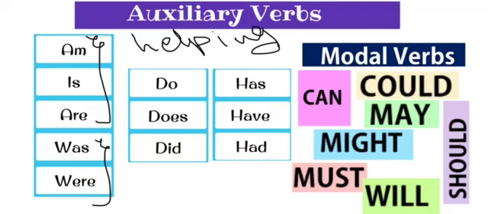Do, does, did: these are the family of verbs to do. Do and does are simple present; did is simple past. The third box is the family of verbs to have. Has and have are simple present, and had is simple past. Look at these colored words. These are called modal verbs: can, could, may, might, must, will, would, shall, and should. So remember these auxiliary verbs. We're going to use them a lot in this grammar.